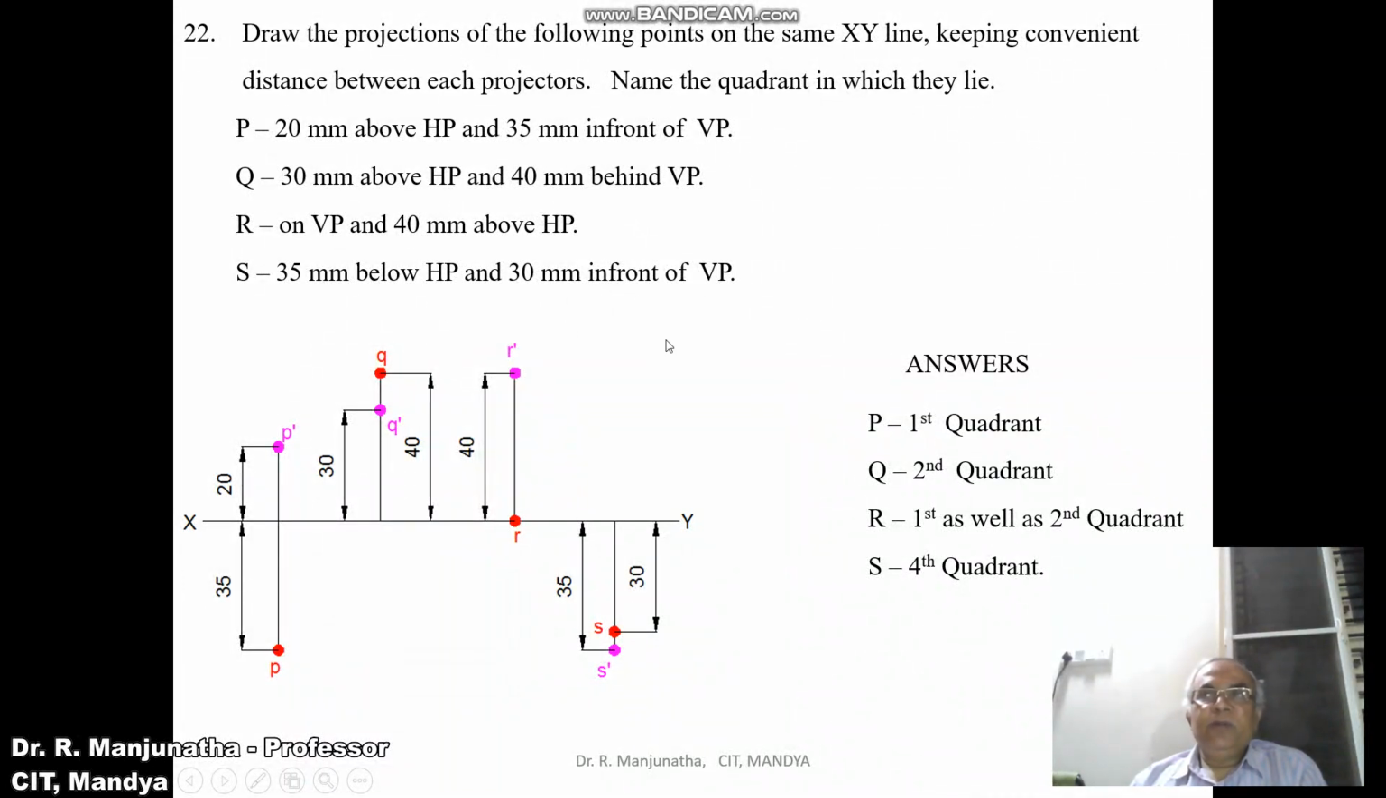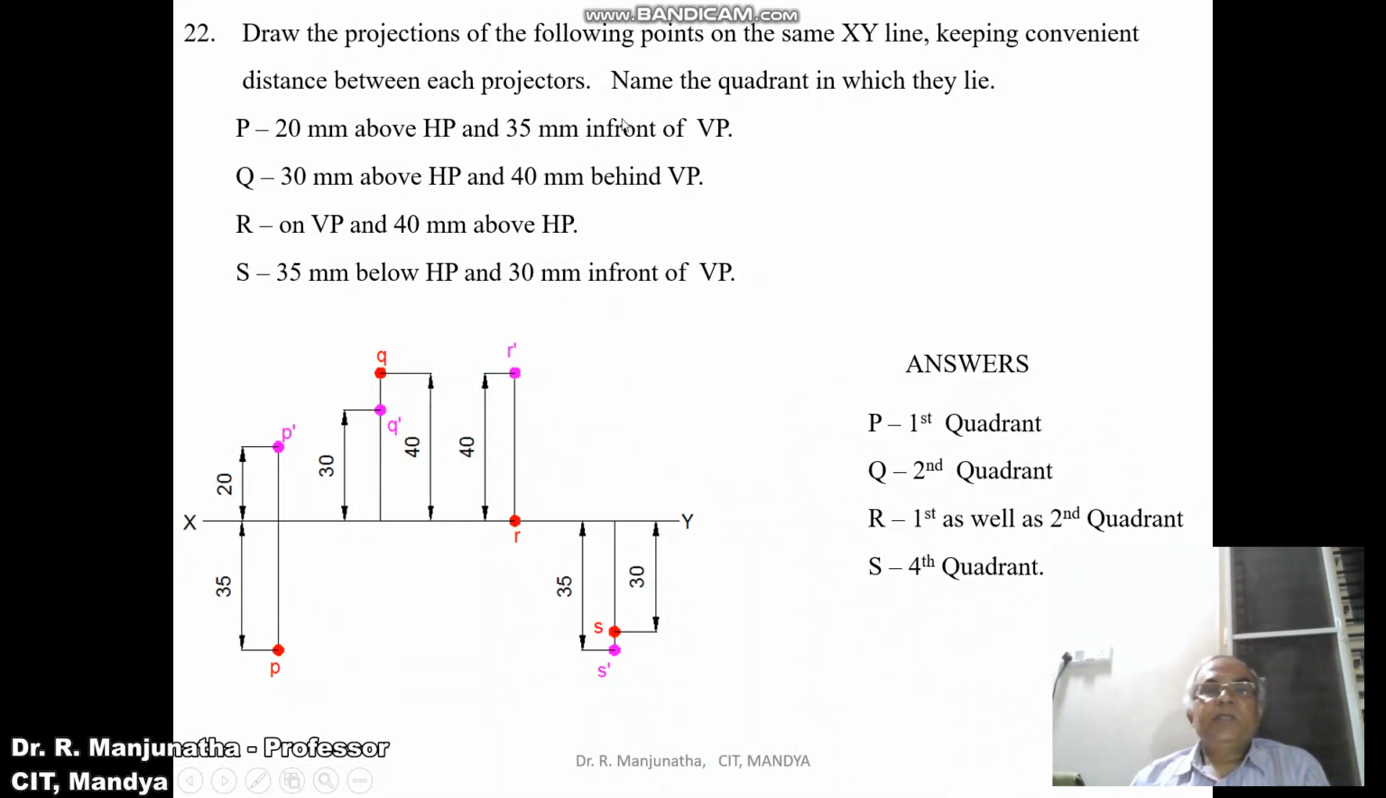Below HP will come below the XY line, and in front of VP also comes below the XY line. So you take any convenient distance and draw a vertical projector, which should be a thin line, and 35 mm below HP. From here you measure 35 mm. Below HP means the image will be on VP. Image is on VP means it is the front view, so S dash. And 30 mm in front of VP means the image will be on HP, so obviously this will be the top view. Show the dimensions.